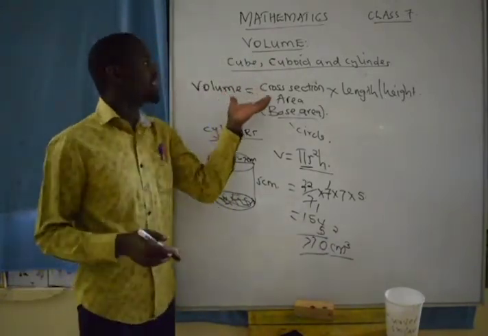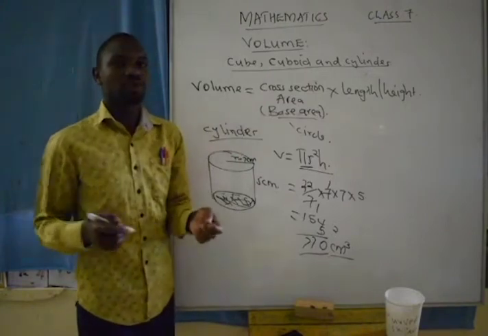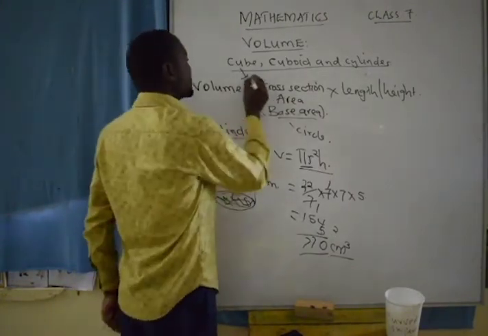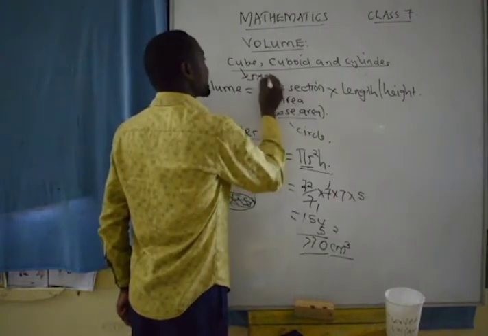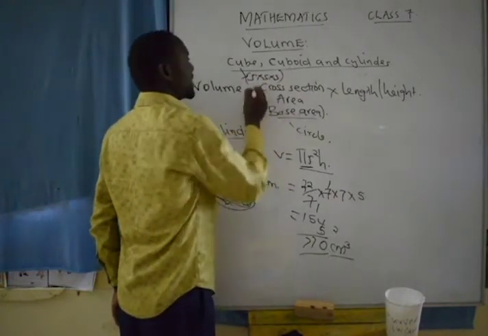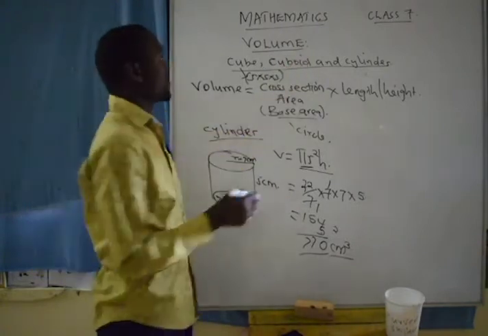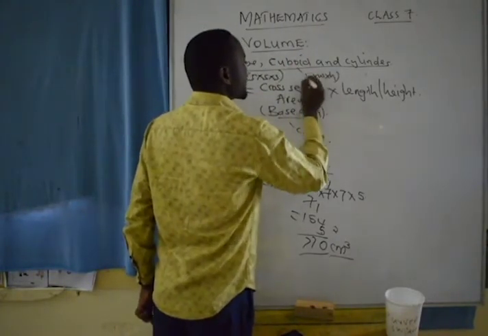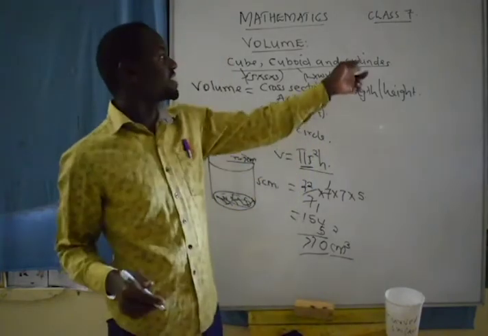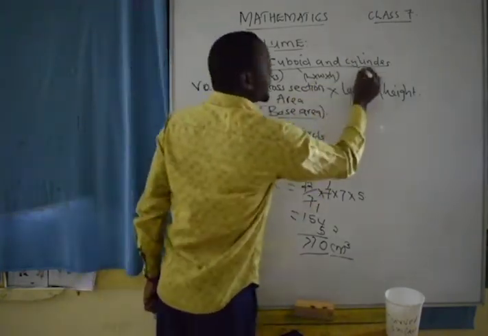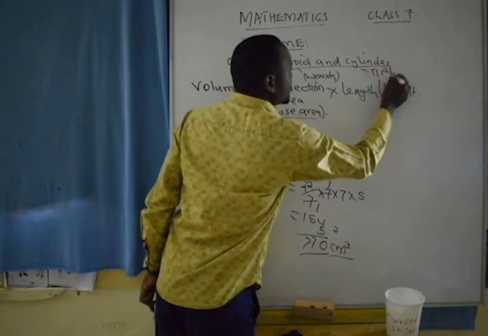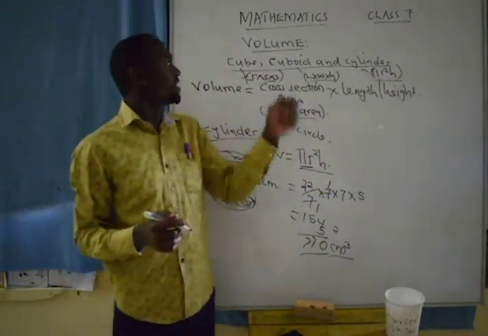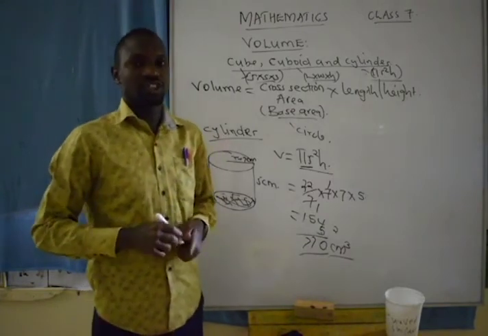So that is how you get the volume of a cuboid and a cylinder. The formula for getting the volume of a cube is side times side times side. The formula for getting the volume of a cuboid is length times width times height. Whereas the formula for getting the volume of a cylinder is pi r squared times height. So those are the three formulas you use when calculating the volume of solids.